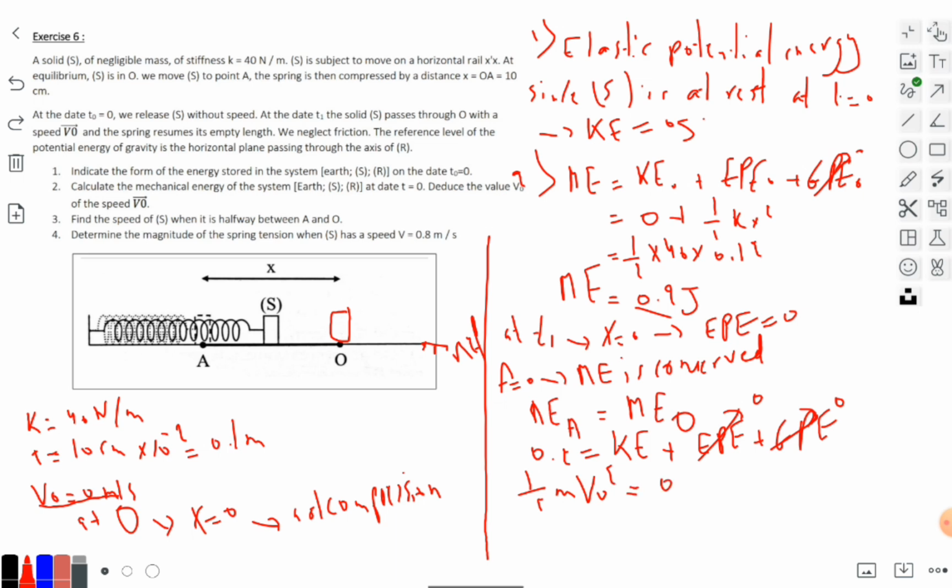Half times mass, 0.25 times V0 square, equals 0.2. In this exercise the mass is given, it is equal to 0.25 kilogram. We obtain V0 equal 1.265 meter per second.